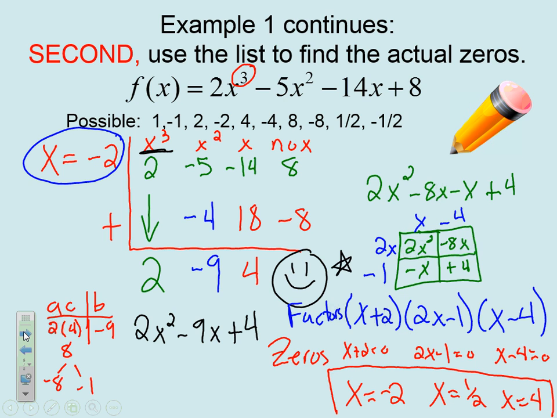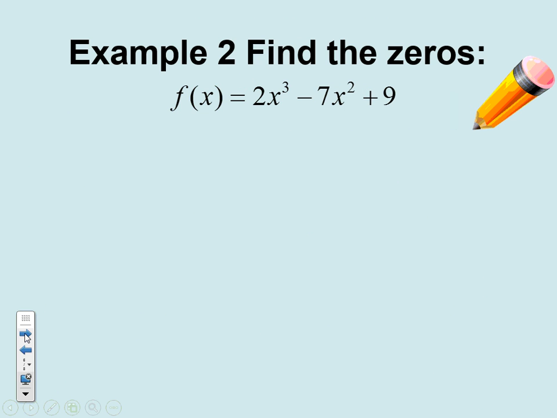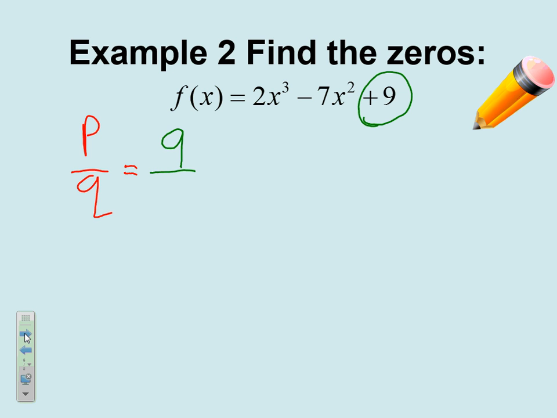Now we're going to move on to example number 2. Last example of the day. Once again, ladies and gentlemen, we have to start by finding all of our possible zeros. So we have to do P over Q. P represents our constant, our n number. So we have 9 over our leading coefficient, which is 2.